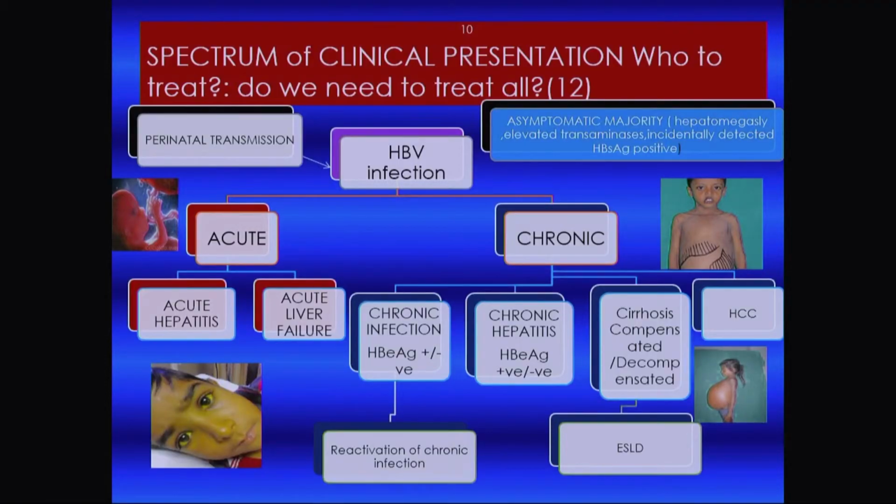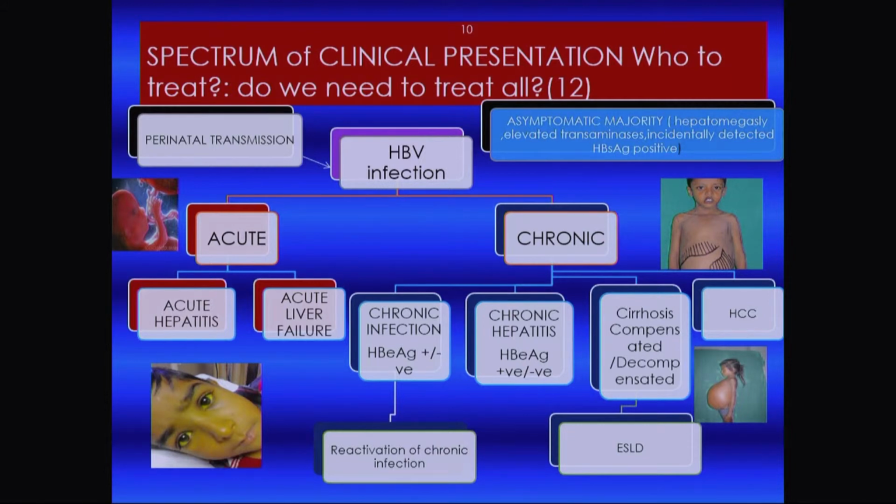You have the perinatal transmission, and then you have the infection which majority are asymptomatic. It could be acute or chronic. In acute, you have acute hepatitis, acute liver failure. In chronic, you have chronic infection, HBeAg negative, HBeAg positive, and then this can reactivate. Then you have chronic hepatitis. I want you to differentiate between this infection and hepatitis, and I will tell you why this is important. HBeAg positive, HBeAg negative, you have cirrhosis, compensated, decompensated, they can go for end-stage liver disease and hepatocellular carcinoma.